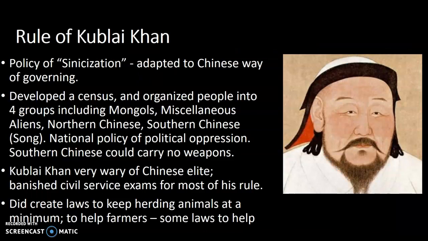So you're looking at Kublai Khan. He is the grandson of Genghis Khan, one of many, and he is going to be instrumental in the conquest of China, especially the Southern Song dynasty, and really in becoming the first emperor of the Yuan dynasty. He kind of fits right into Chinese society and becomes somebody who uses the imperial system that already exists.